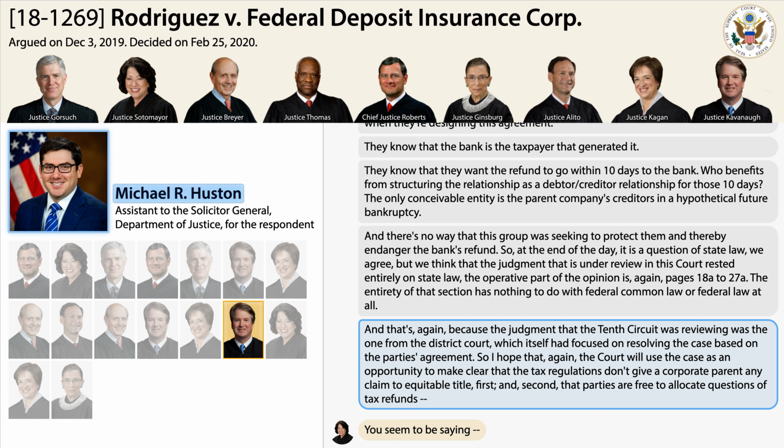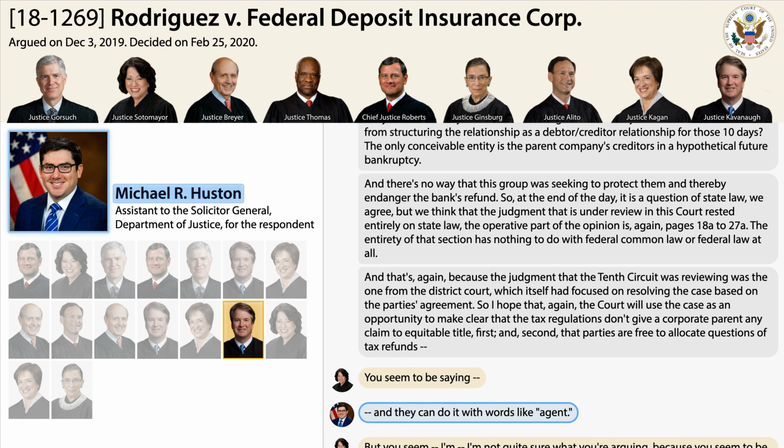And that's, again, because the judgment that the Tenth Circuit was reviewing was the one from the district court, which itself had focused on resolving the case based on the parties' agreement. So I hope that, again, the court will use the case as an opportunity to make clear that the tax regulations don't give a corporate parent any claim to equitable title, first, and second, that parties are free to allocate questions of tax refunds in this, and they can do it with words like agent.